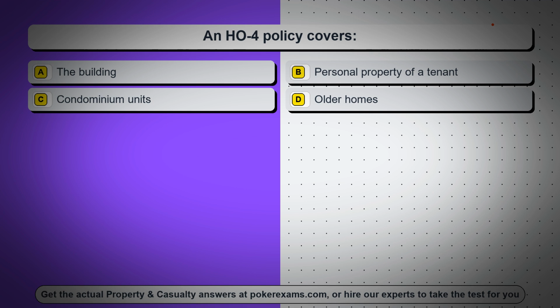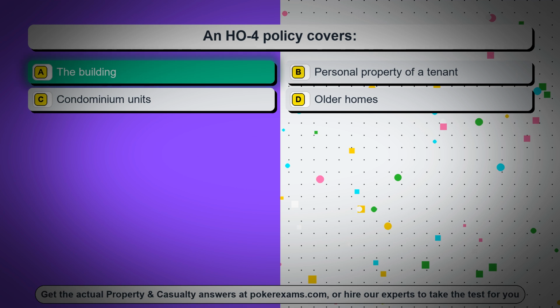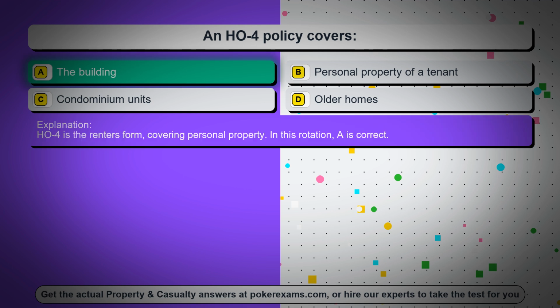Option D, older homes. The correct answer is option A, the building. HO4 is the renter's form, covering personal property. In this rotation, A is correct.